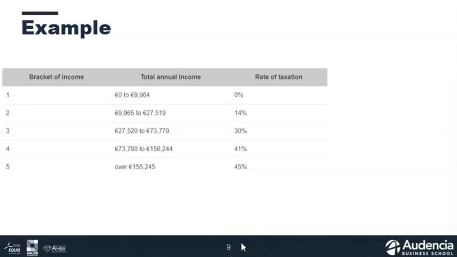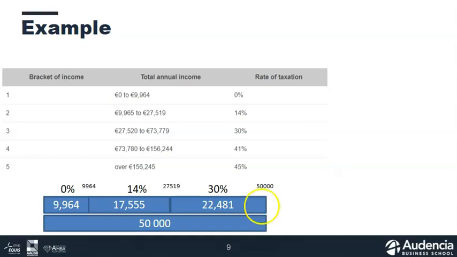So here we have the marginal tax rate system that exists in France today. We have different brackets of income, which you see over here, and here are the total annual incomes for each bracket. If somebody were earning 50,000 euros per year, for example, the last euro earned would fall into this tax bracket here. So let's see how tax is actually calculated with a marginal tax rate system like this. We have 50,000 euros that somebody's earning.